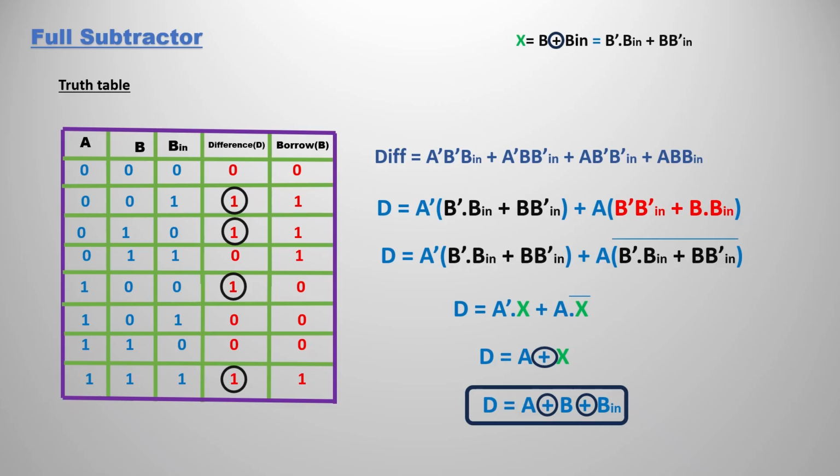XNOR gate can be represented as XOR whole bar. You can observe that the two black terms are the same, and for the second term we take the whole bar, that's it. That is represented with the help of X, where X means B XOR Bin. So that can be simply represented as the difference is A XOR B XOR Bin. I hope you are understanding this.